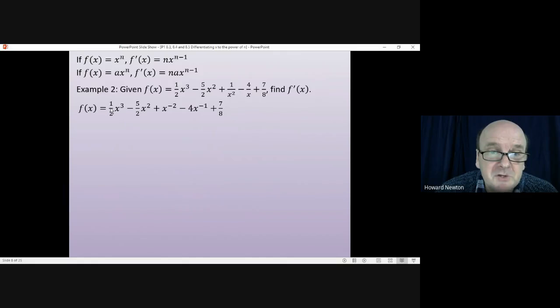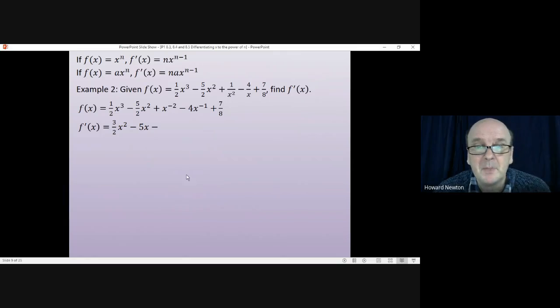So first of all, differentiating the half x cubed, we'll get 3 times by a half, which gives us 3 over 2. The power of x goes down by 1. Differentiating this term, we'll get 2 times 5 over 2, which is 10 over 2, which simplifies to minus 5. Again, the power goes down by 1. For this term, we'll multiply by the power. So we multiply by minus 2, which is why we get the minus here. And it'll be minus 2x. The power goes down by 1.